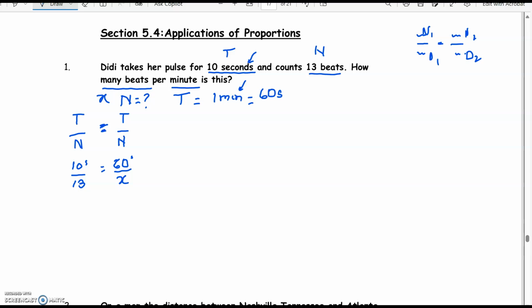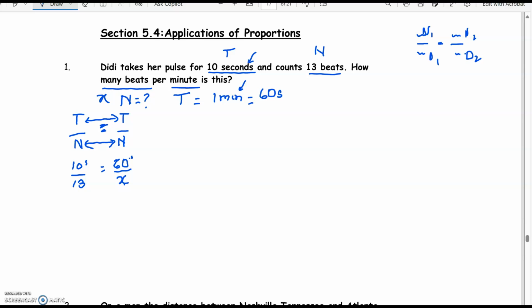But remember, you have to be consistent. If you have time in the numerator on the left side, make sure you have time in the numerator on the right side as well. If you have number of beats in the denominator, make sure you have number of beats in the denominator on the right side as well. So they have to match, because we are talking about a proportionality. If they don't match, then you get a completely wrong answer. So now that we know this is correct, 10 seconds, 60 seconds, that's consistent. That's time in the numerator on both sides. Number of beats, which is 13 on the left, and number of beats that we don't know, we're going to call it x on the right.